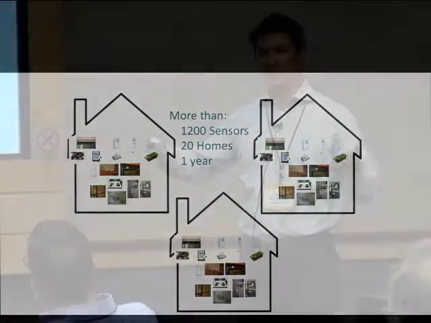And in the end, after doing these studies, we ended up deploying over 1,200 sensors in 20 homes for up to a year, sometimes more than a year at a time. So this is one of the main challenges: scaling up these deployments to do the kinds of studies that we've been doing.